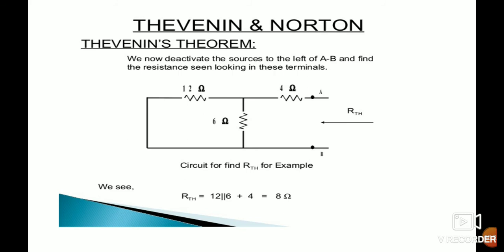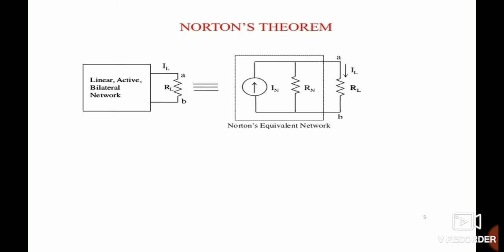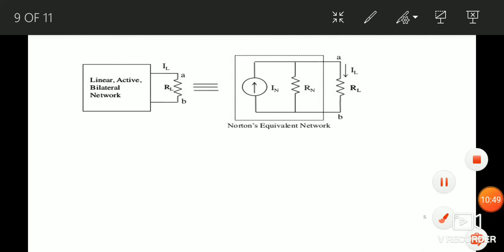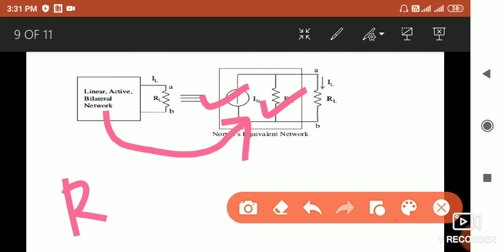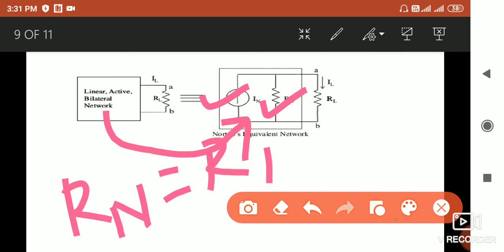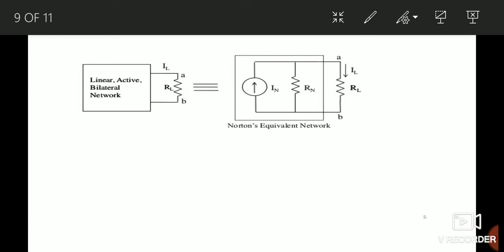In the next slide, we discuss the Norton theorem. Norton theorem is similar to the Thevenin theorem. In Thevenin's theorem, we replace the network with a single voltage source with a series resistance. In Norton theorem, we replace the network with a single current source with a parallel resistance RN, and RN is equal to RTH. It's the same. Thevenin resistance and Norton resistance both are the same, so don't confuse it.